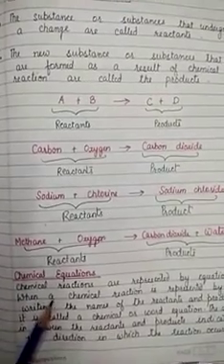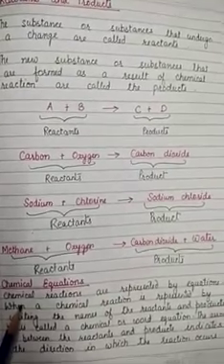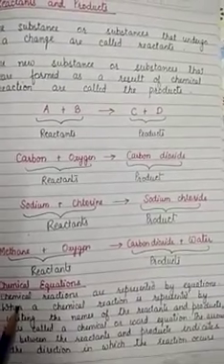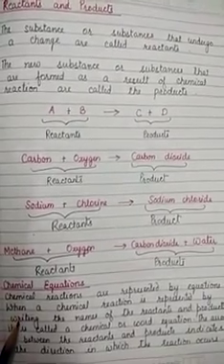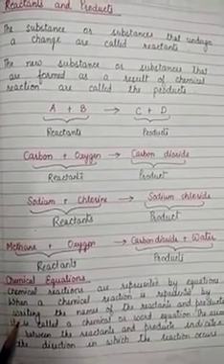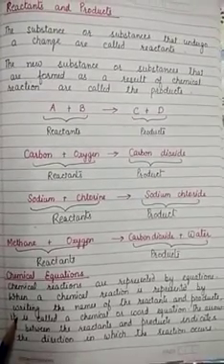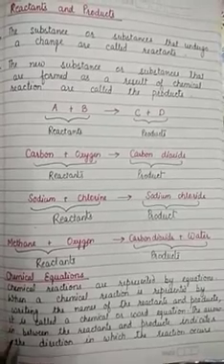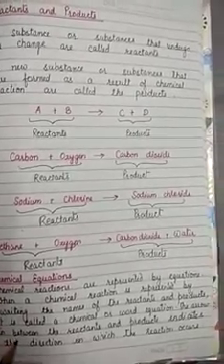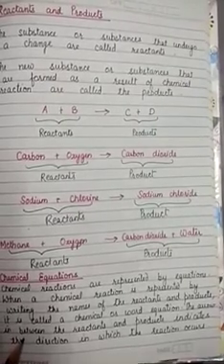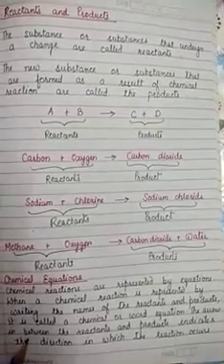Chemical equations. Chemical reactions are represented by equations. When a chemical reaction is represented by writing the names of the reactants and the products, it is called a chemical or word equation. The arrow in between the reactants and the products indicates the direction in which the reaction occurs. So let's study one example.